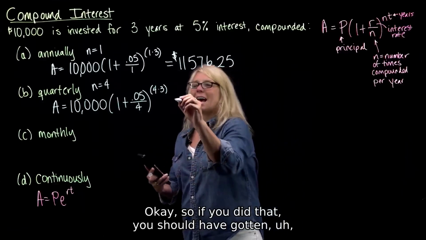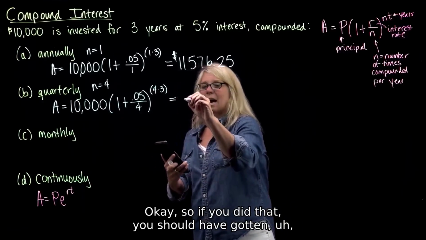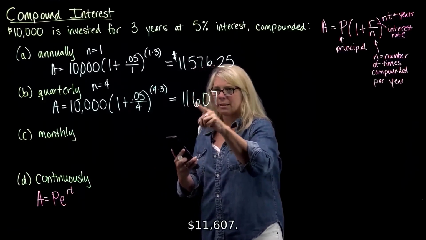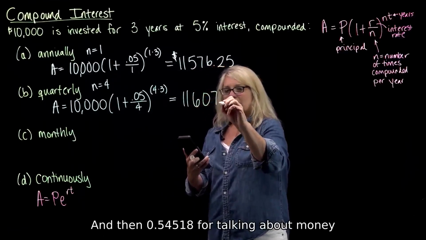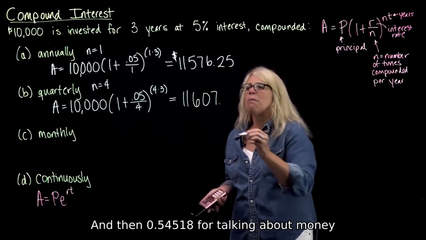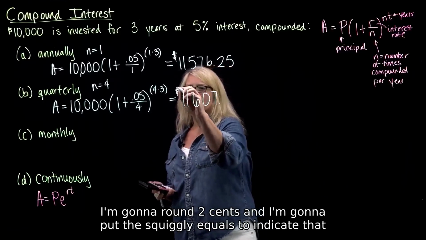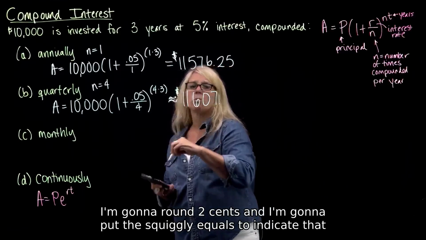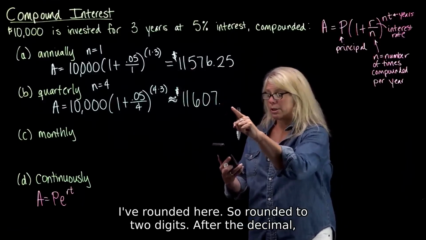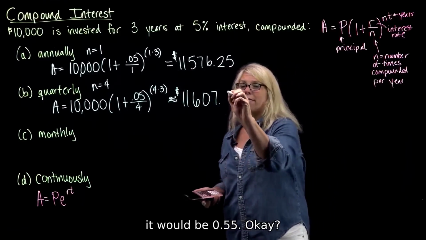Okay, so if you did that, you should have gotten $11,607.54518. If we're talking about money here, I'm going to round to cents, and I'm going to put the squiggly equals to indicate that I've rounded here. So rounded to 2 digits after the decimal, it would be $11,607.55.